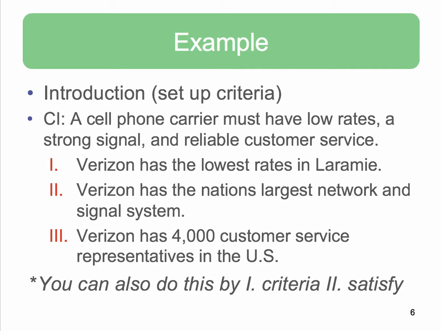So the example here, we set up that criteria in the intro, and then we're talking about Verizon, so our central idea might be something like a cell phone carrier must have low rates, a strong signal, and reliable customer service. So those are the criteria we're setting forth in the intro. Then we follow those in that exact order in the main points of our speech, our presentation. First of all, we say it has the lowest rates, and then we say it has the largest network and signal system, and lastly, lots of customer service agents within the U.S.